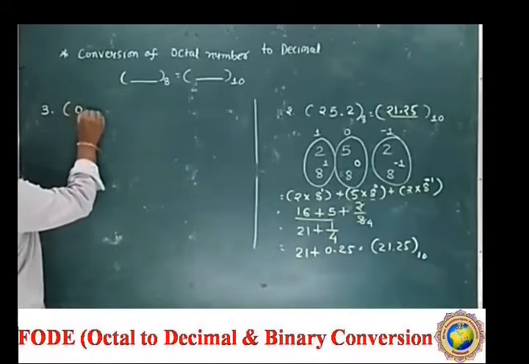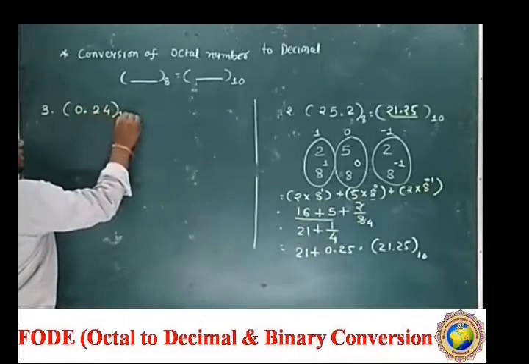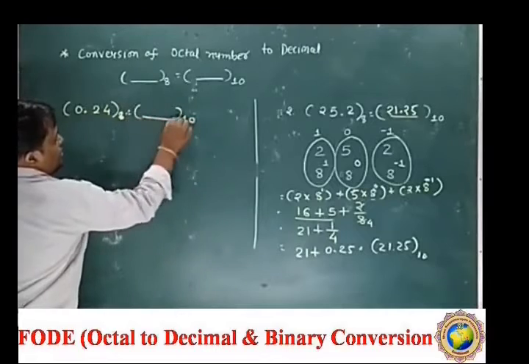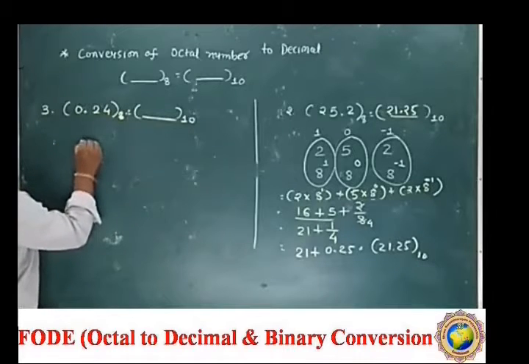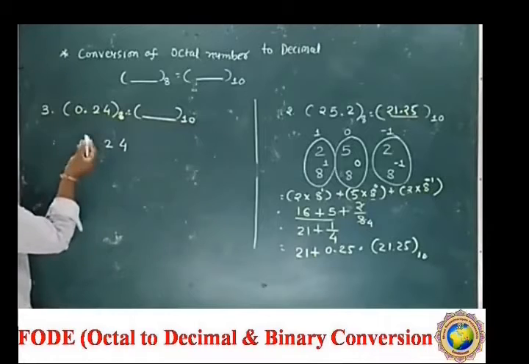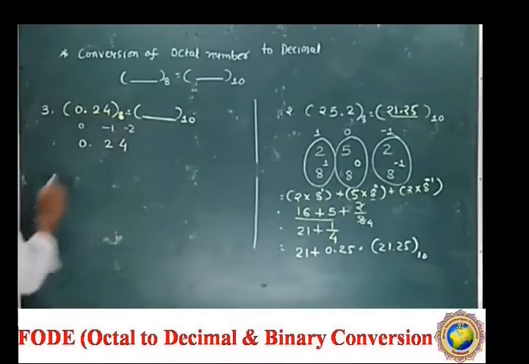Suppose you have been given the number 0.24, and it is to be converted into decimal. So first put here 0.24, then put digit 0. Here is -1 and -2.